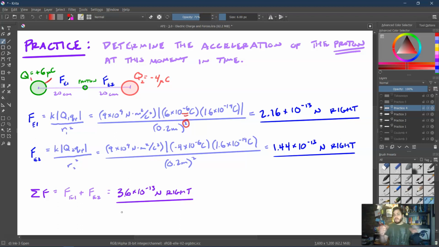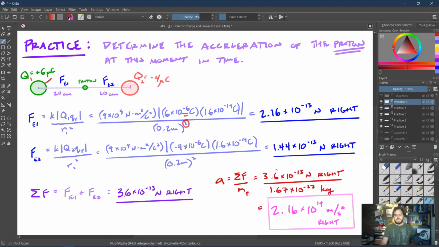And if I want to know the acceleration of the proton, well, I can think back, okay, Newton's second law tells me that acceleration is equal to the net force over the mass. Well, how do I get the mass of the proton? Luckily for you, it's on your equation sheet. So go grab your equation sheet, look at the constants, and we plug that in. The net force was 3.6 times 10 to the negative 13 newtons to the right. The mass of the proton was 1.67 times 10 to the negative 27 kilograms.